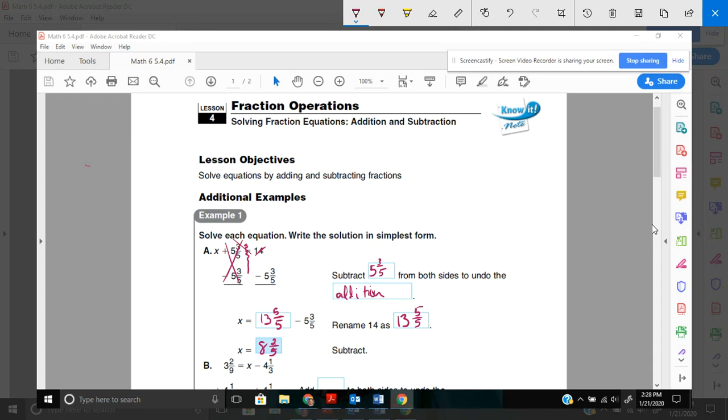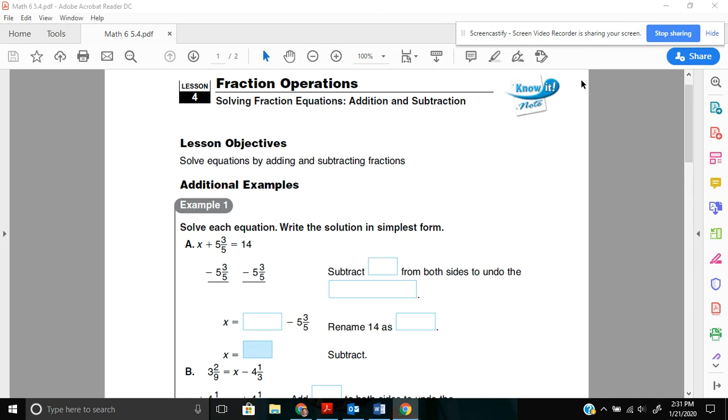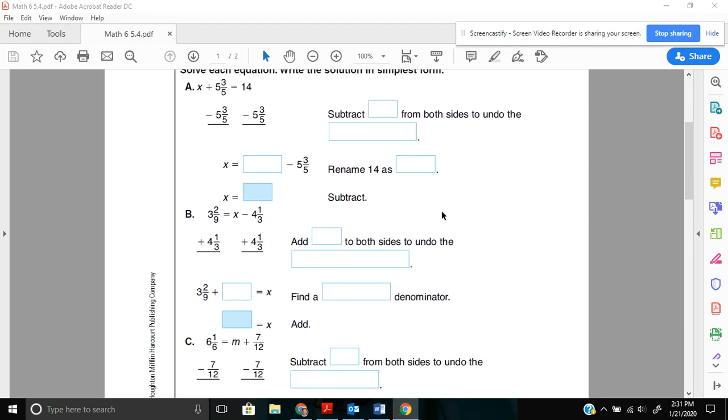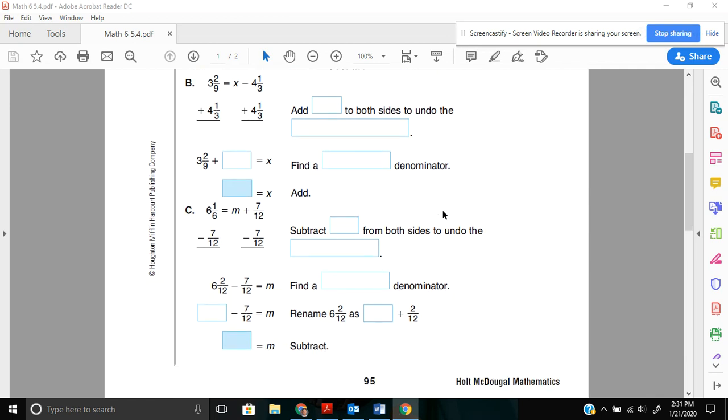If you wanted to double check that, take what you got for x and substitute it back into your original equation. 8 and 2/5 plus 5 and 3/5 will give you 14. So it's tying those two things together, regrouping, and also our rules for subtraction and simple equations. Very similar with letter B and C. Let's try these examples as well.